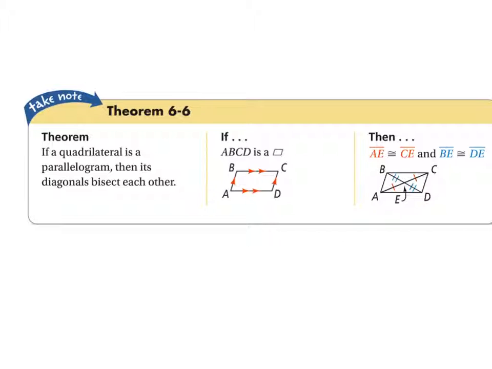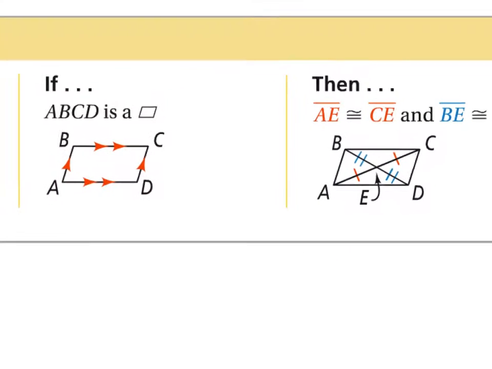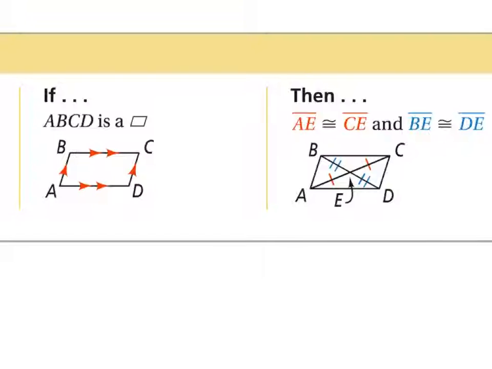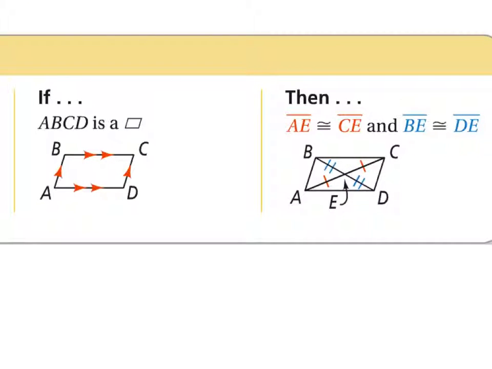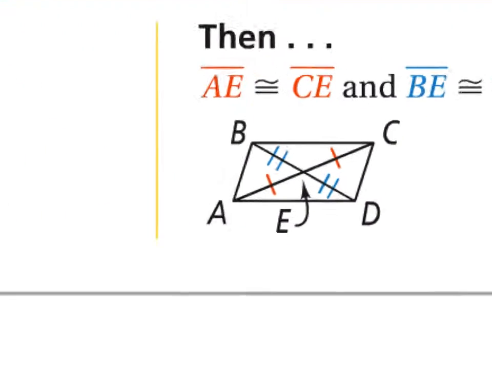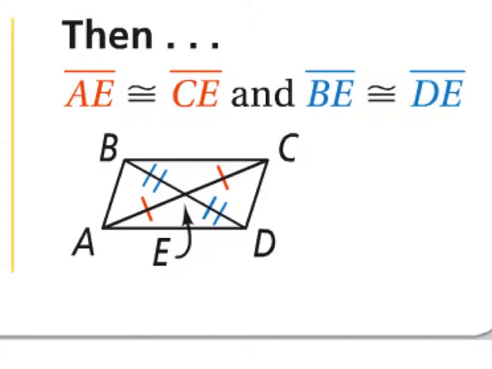Okay. This property says that if a quadrilateral is a parallelogram, then its diagonals bisect each other. So, if we know we have a parallelogram, then if we look at the diagonals, and here you've got to be very careful, the diagonals bisect each other. So the two diagonals are going to intersect. That intersection, this is another vocab word from a while ago, is then the midpoint for both diagonals.